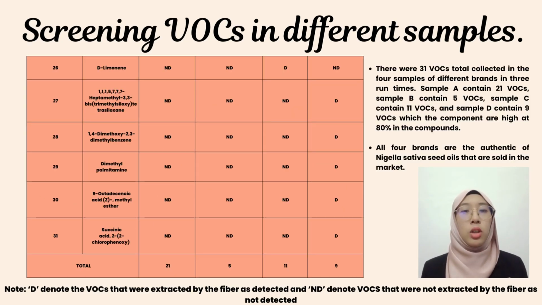There were 31 VOC total collected in the 4 samples of different brands in 3 run times. Sample A contained 21 VOC, sample B contained 5 VOC, sample C contained 11 VOC, sample D contained 9 VOC, which are the components that are high, at 80% in the compound. All 4 brands are authentic Nigella sativa seed oil. They are sold in the market.